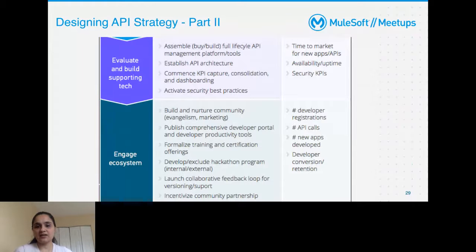The outcomes will be the number of developer registrations, API calls, new apps developed, and developer conversion and retention. So these are the 4 steps, the standard practices that we follow in designing the best API strategy in any organization, in any industry. All the sub tasks in each step are not all mandatory; it depends on the organization. But if you follow most of them, you will definitely design a best API strategy.